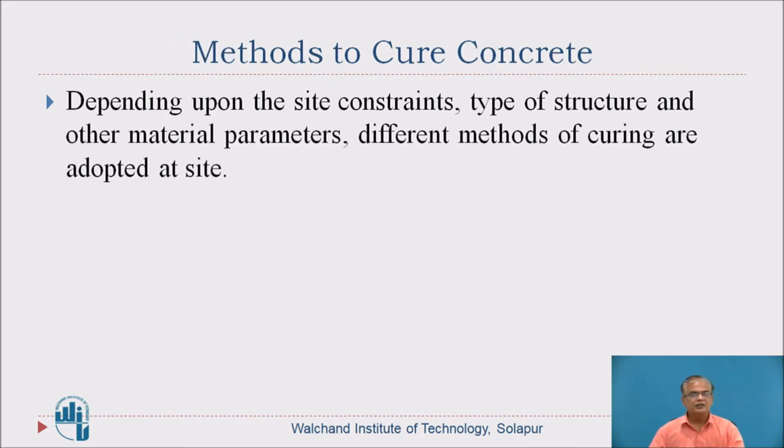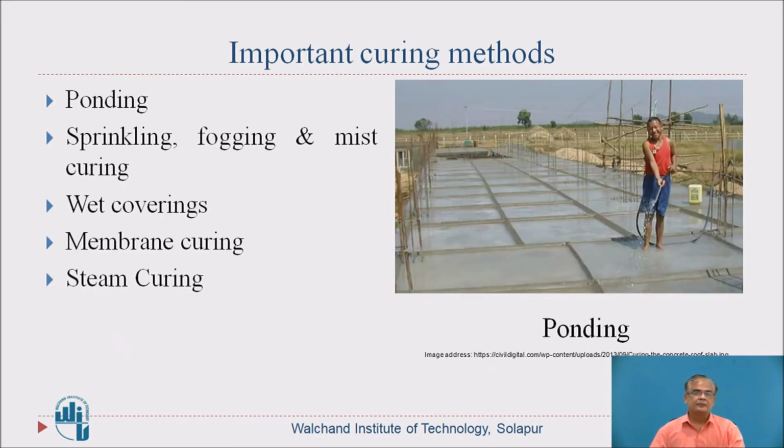Now there are certain methods used for curing of concrete. Which are those? Those we will see, and those depend upon the site constraints, type of structure, and other material parameters. Which are important curing methods? These are ponding, sprinkling, fogging and moist curing, wet coverings, membrane curing, steam curing. These are important curing methods. We will discuss these today.